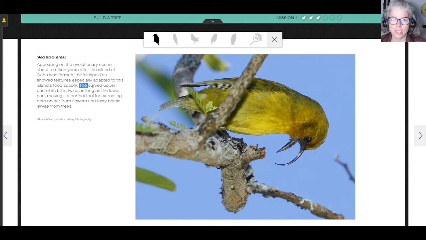I want you to write down their beak shape. And actually, I sketched pictures of the beak. I was like Charles Darwin, making these little sketches of their beaks. But I want you to observe or write down the shape of the beak and what it's used for. So the curved upper part of its bill is twice as long as the lower part. So it's a tool for extracting nectar from flowers and larvae from trees. And I sketched a quick picture of this bird's beak.